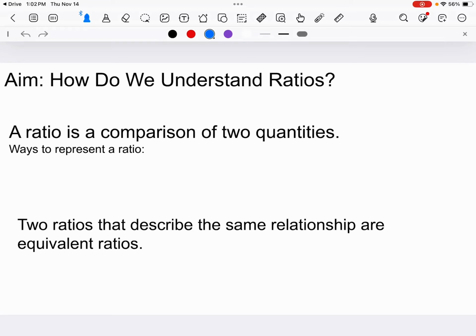This lesson is going to be on how to understand ratios. A ratio is just a comparison of two different quantities, two or more quantities. There's three different ways to represent a ratio.